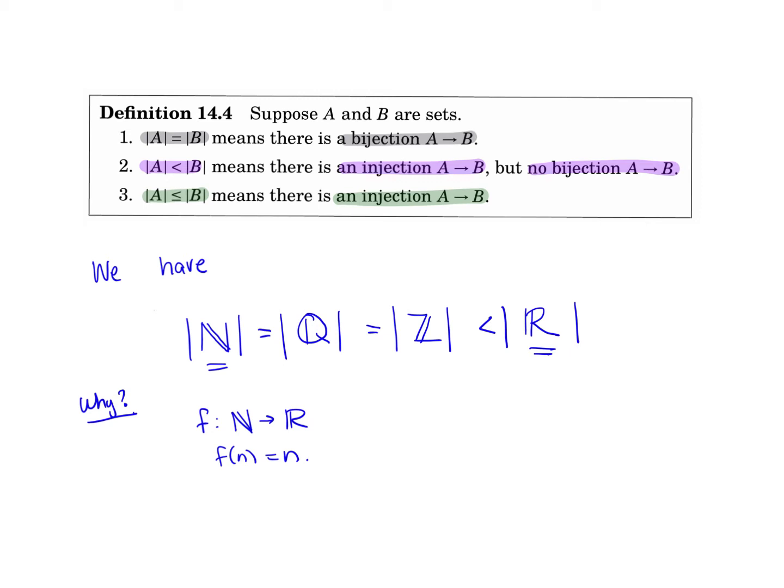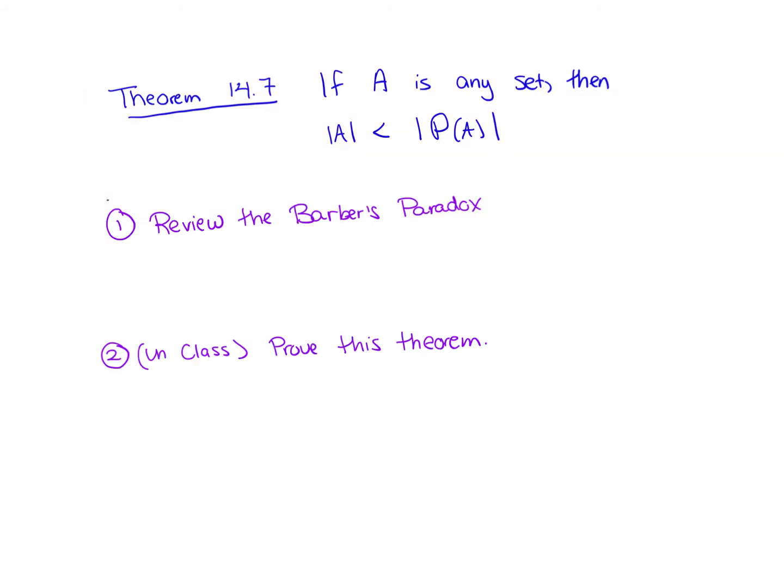In particular, we want to ask ourselves, is there anything bigger, in terms of cardinalities, than R? And in fact, we'll be able to find out that there is, and that's what the theorem on the next slide is going to allow us to do. So we have this theorem that says if A is any set, then the cardinality of A is always strictly less than the cardinality of its power set.